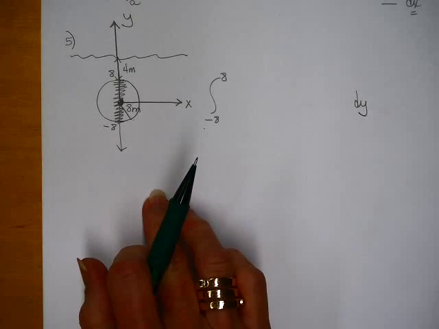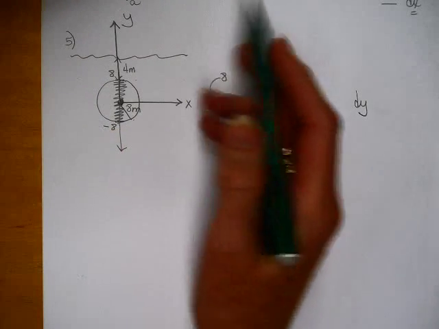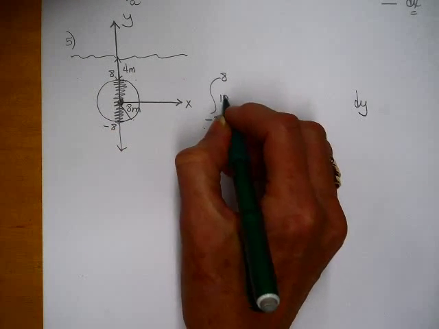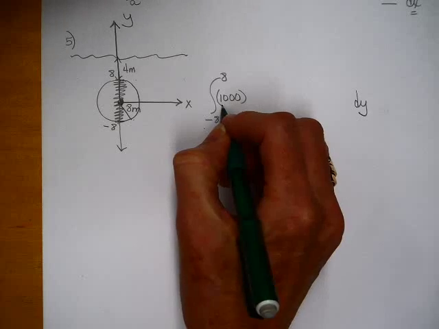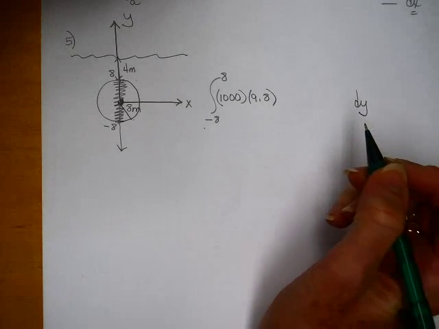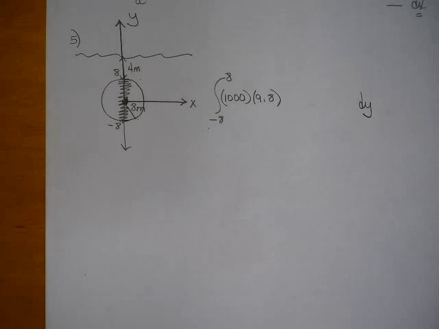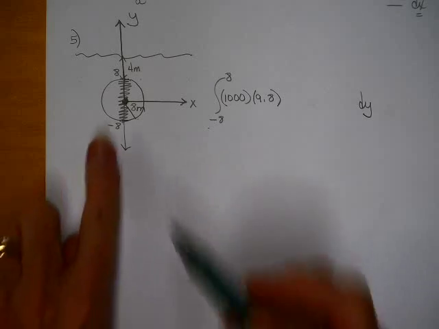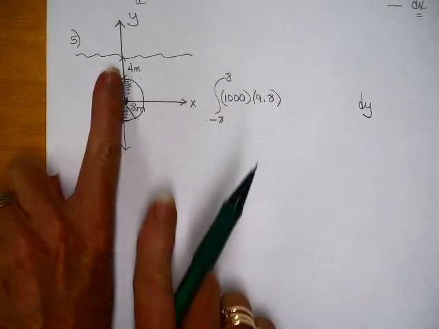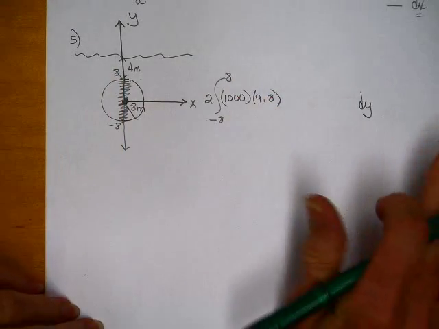Now, this is water, and we are in meters. So the density of water is 1,000, and gravity is 9.8, acceleration due to gravity. Now, the other thing that I did, I split this in half. I put my axis so that it's right in the middle, and I'm looking at half of this thing. I'm going to have to multiply 2 times whatever I do.